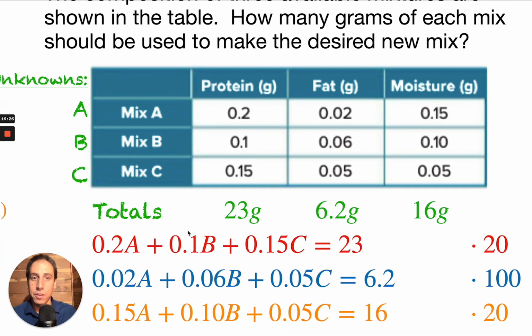So the protein is the first vertical column right here. Protein column is red, fat is blue, moisture is gold. And look at all those decimals. Whew, let's get out of decimal land real fast. Multiply by 20 because that's the lowest number you would need. The 100, that's the lowest number you need here. And 20 also would work here because you could multiply them all by 100, but then you get equations with really higher than needed numbers.